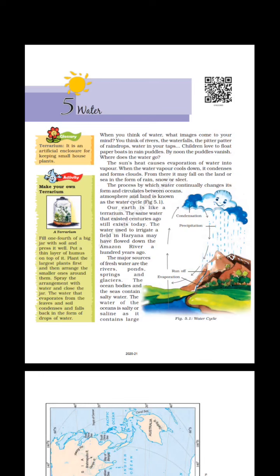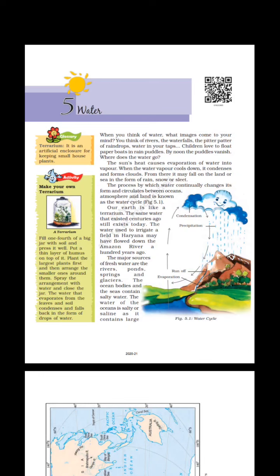The sun's heat causes evaporation of water into vapor. When the water vapor cools down, it condenses and forms clouds. From there, it may fall on the land or sea in the form of rain, snow, or sleet. The process by which water continually changes its form and circulates between ocean, atmosphere and land is known as the water cycle. Take a look at figure 5.1.